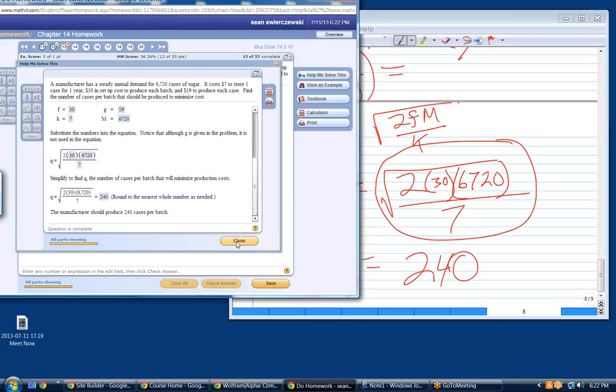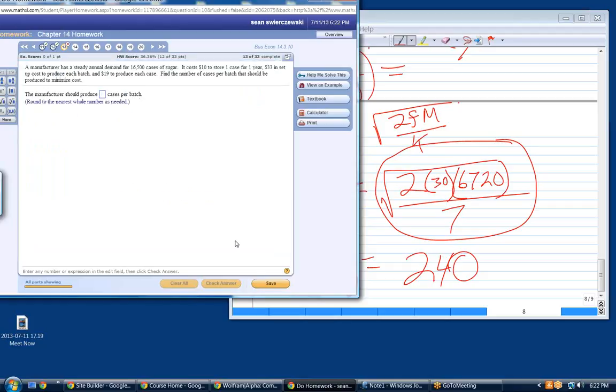All right, let's close it and do a similar one. The manufacturer should produce. We're not getting credit here, right? So I need to do what? No, this is fine. This is fine. Is it the same numbers? Same numbers. 240? Oh, no, it isn't the same number.